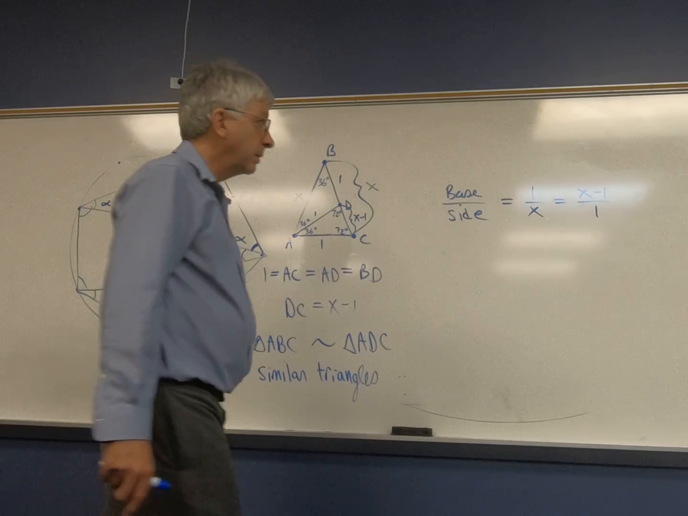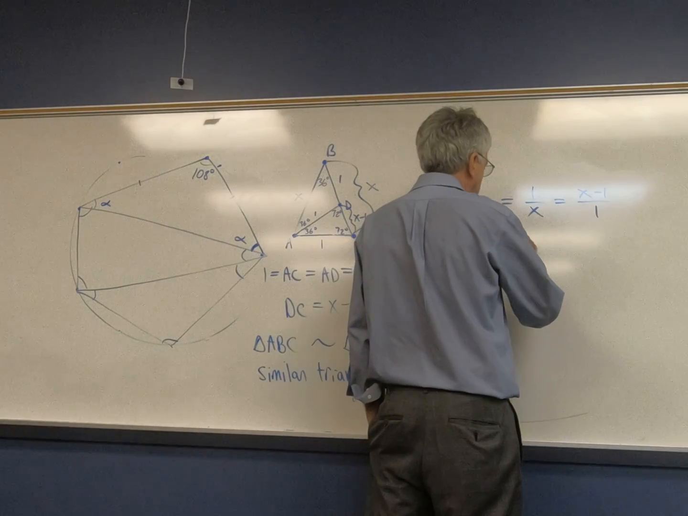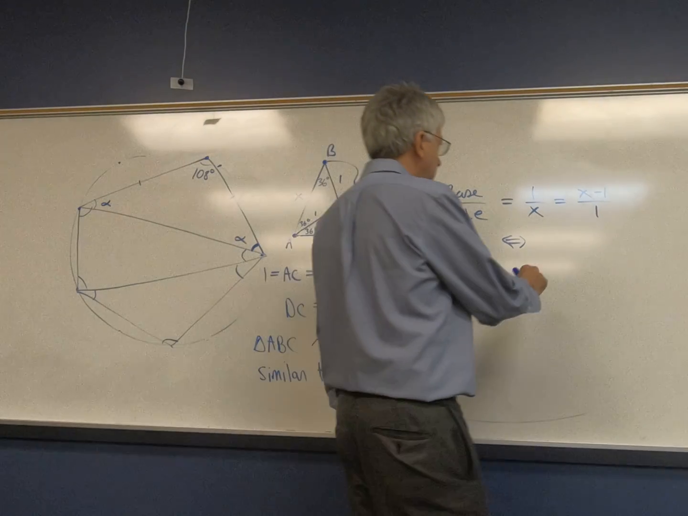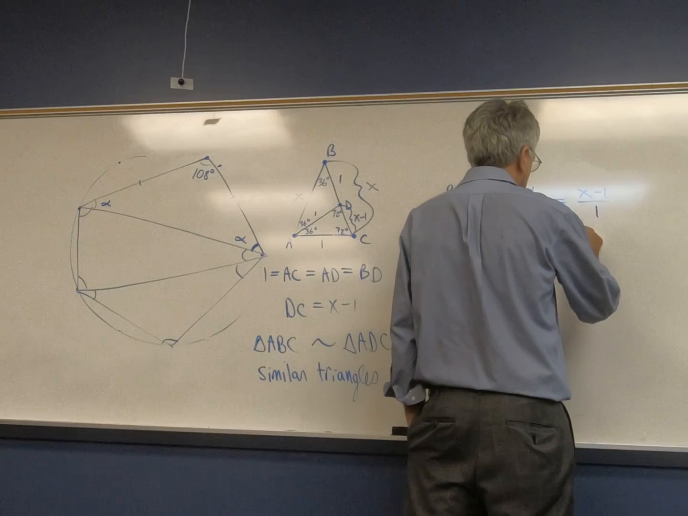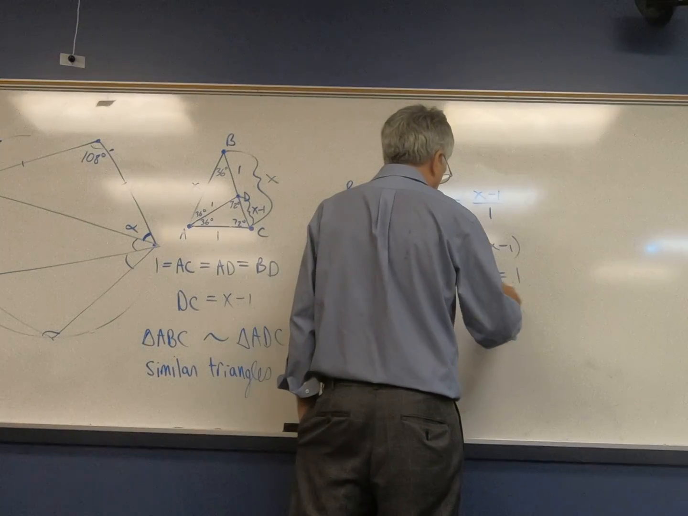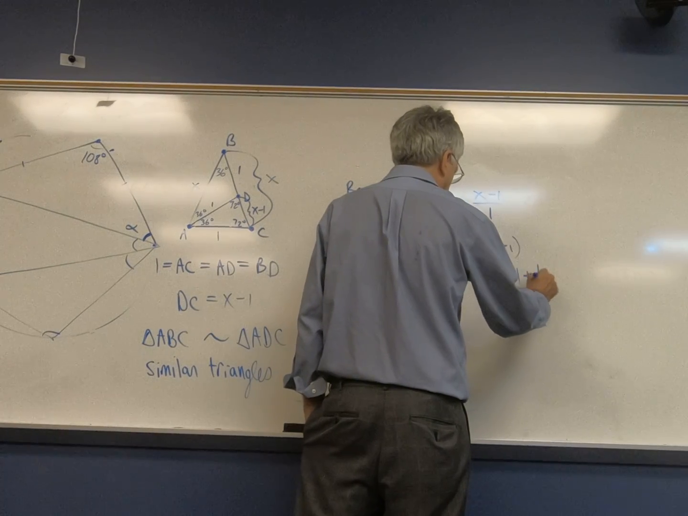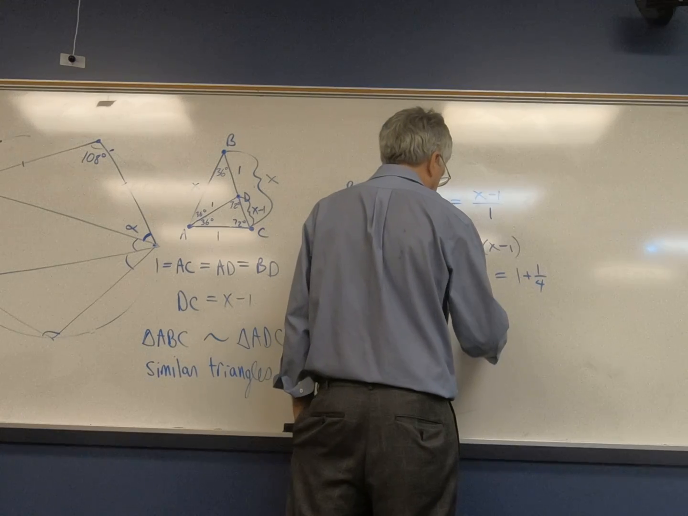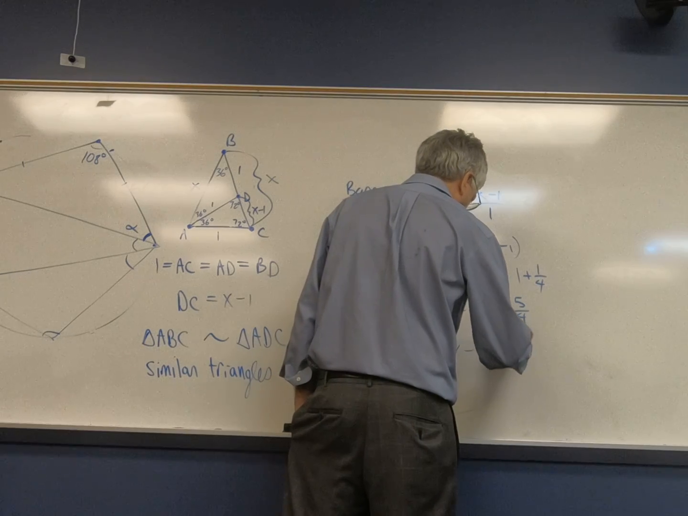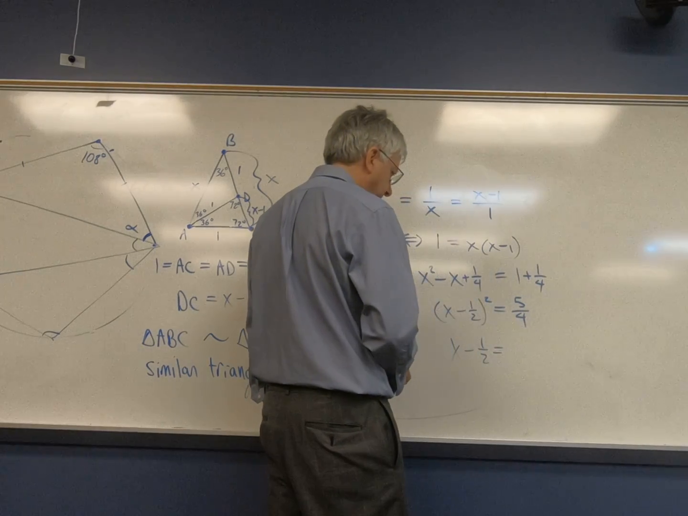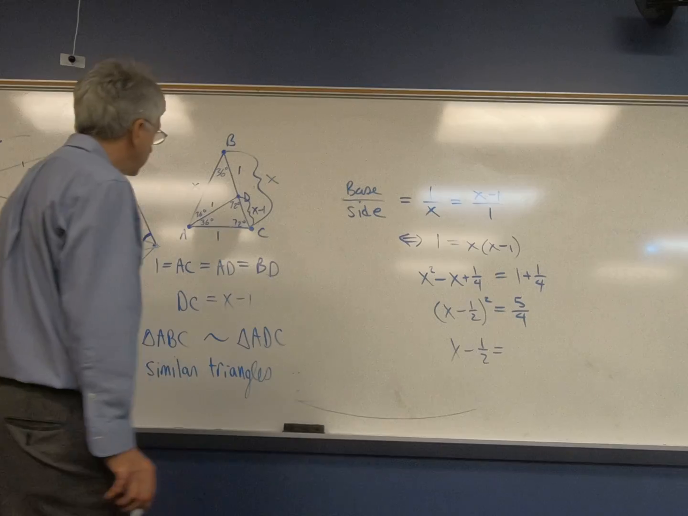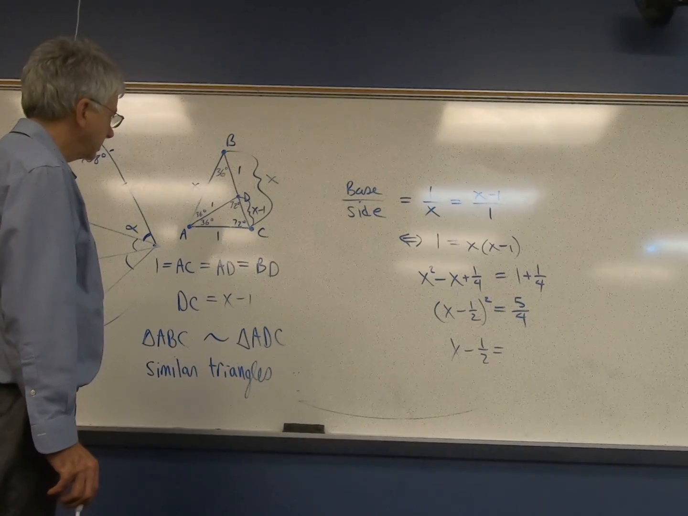Quadratic, right? Yeah. Anytime you have a proportion, you could say the product of the means is the product of the extremes. And so 1 is equal to x times x minus 1. x squared minus x is equal to 1. So I add a quarter to both sides to complete the square. And you've got the square of x minus a half is equal to 5 quarters, which means that x minus a half is, well, we want it to be positive, right? x is bigger than a half, right?